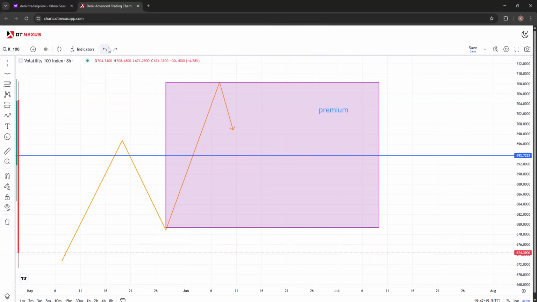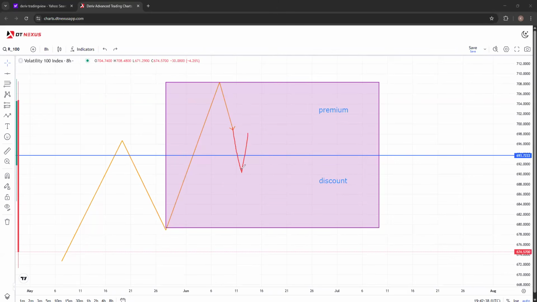Let's just do this premium and discount, and then we move from there. So what we are willing to say is, as long as price comes into our discount level, this is when we are now expecting price to give us a low and go up.